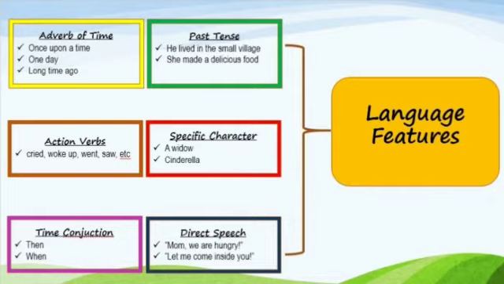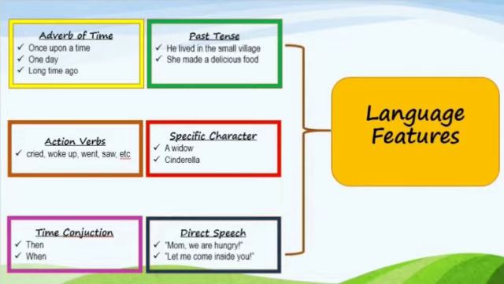Ini merupakan irregular verb and regular verb. Regular verb dia menggunakan ed, kata kerja beraturan. Sedangkan irregular verb, kata kerja tidak beraturan, tidak menggunakan ed. For example, made. Contohnya seperti tadi, made. Next, action verb, kata-kata kerja aktif. For example, cried, woke up, went, so, etc. dan lain-lain.